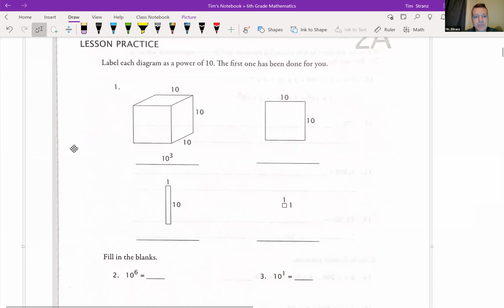So if we look at this first box, we can see 10 is the base, 10 is the height, and on the top you got 10. So you got 10 to the third power there. Okay, if we look at the second one, on the side we got 10, and on the top we got 10. So this is 10 to the second power, otherwise known as 10 squared. It is called squared because it makes a square.